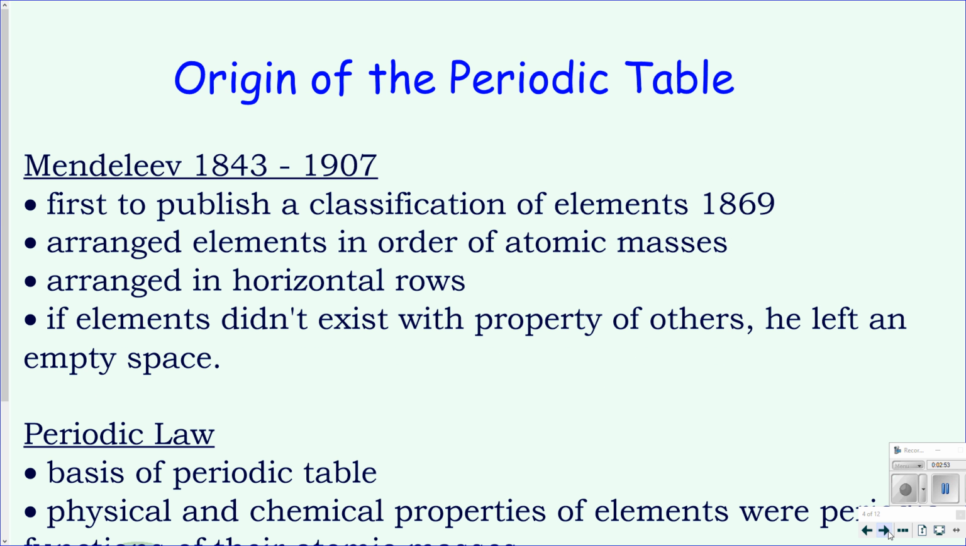Mendeleev is actually the one who's given credit for developing the periodic table, and that was in 1869. It was arranged by atomic mass in horizontal rows. If an element did not exist, he left an empty space for it and predicted the properties.